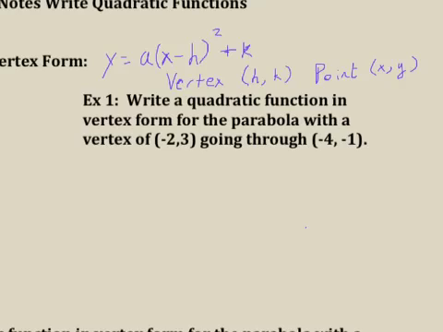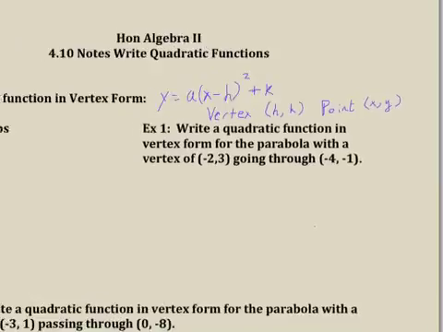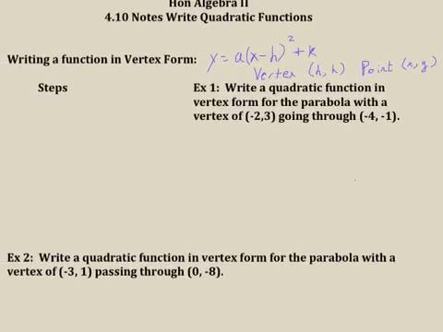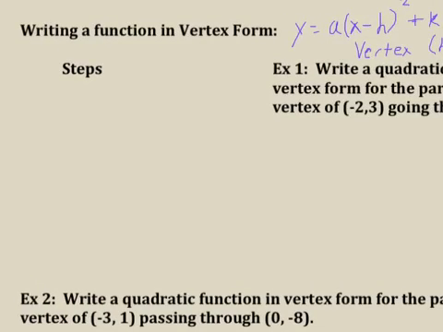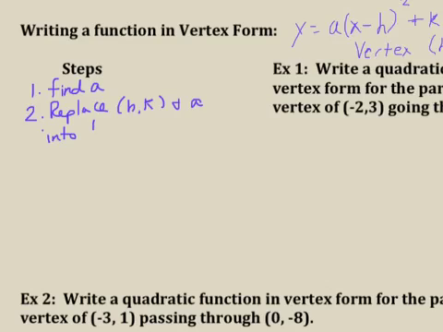So if we know a vertex and we know the point, what we need to do is find a. Okay, so here's our two steps. First step, find a. And we're going to do that by substituting in a vertex and a point. Second step, we're going to replace the vertex, which is (h, k), and the coefficient a into the formula, and that gives us our equation for our function.